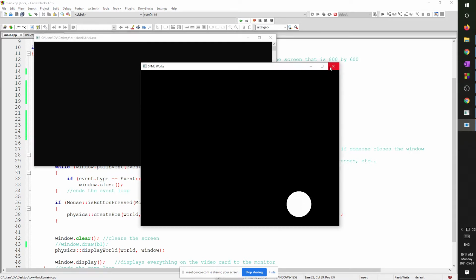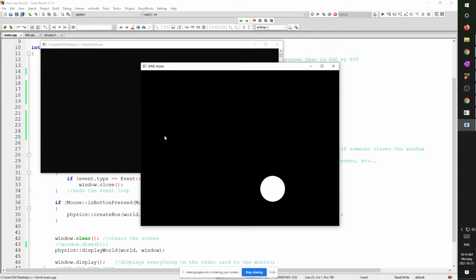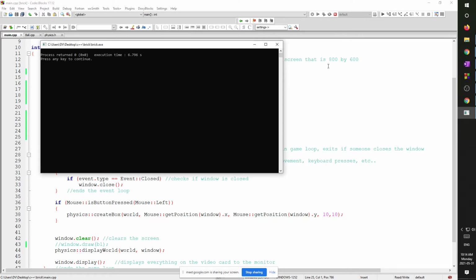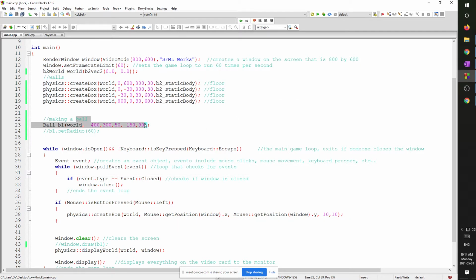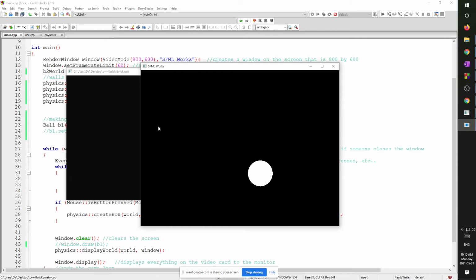No, that's not the angle. This is no good. 90 should be straight up and down, right? Let's see what 180 does. Yeah, it was speed 150, and then angle was 180. Semicolon. Alright, we got a problem with our angle.